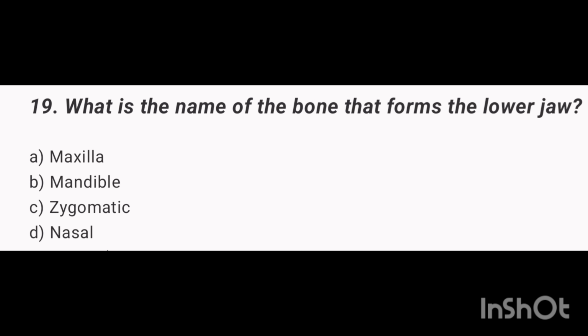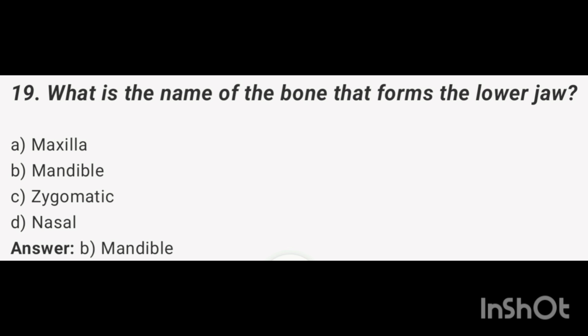The next question is, what is the name of the bone that forms the lower jaw? This is also a direct question. Okay na, lower jaw form అయ్యేది బోన్ పేర్ ఏంటి అని అడుగుతున్నాడు. దవడ అంటారు కదా, that one. Okay, they have given the options like maxilla, mandible, zygomatic and nasal bones. Okay, can you guess the answer? The answer is mandible. So mandible is the lower jaw bone.